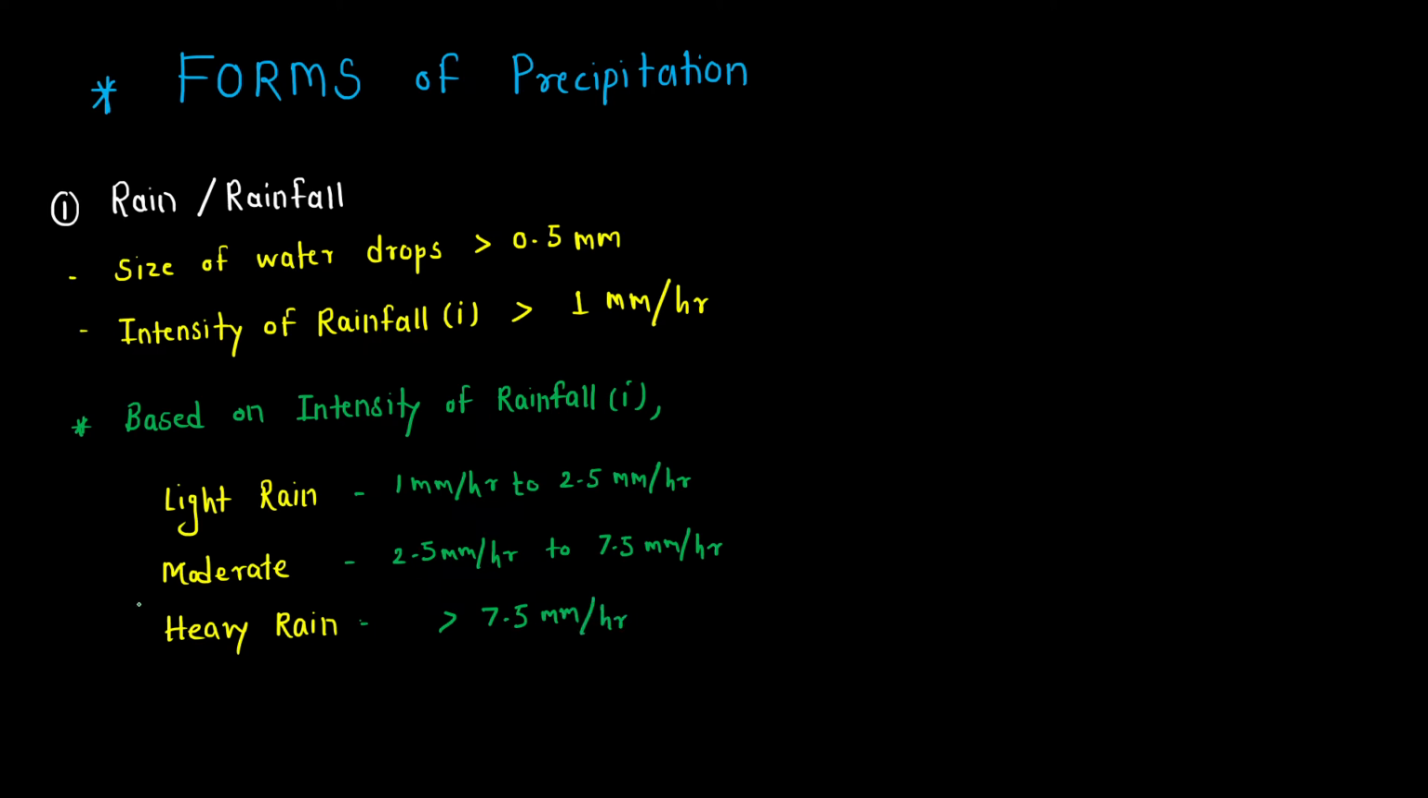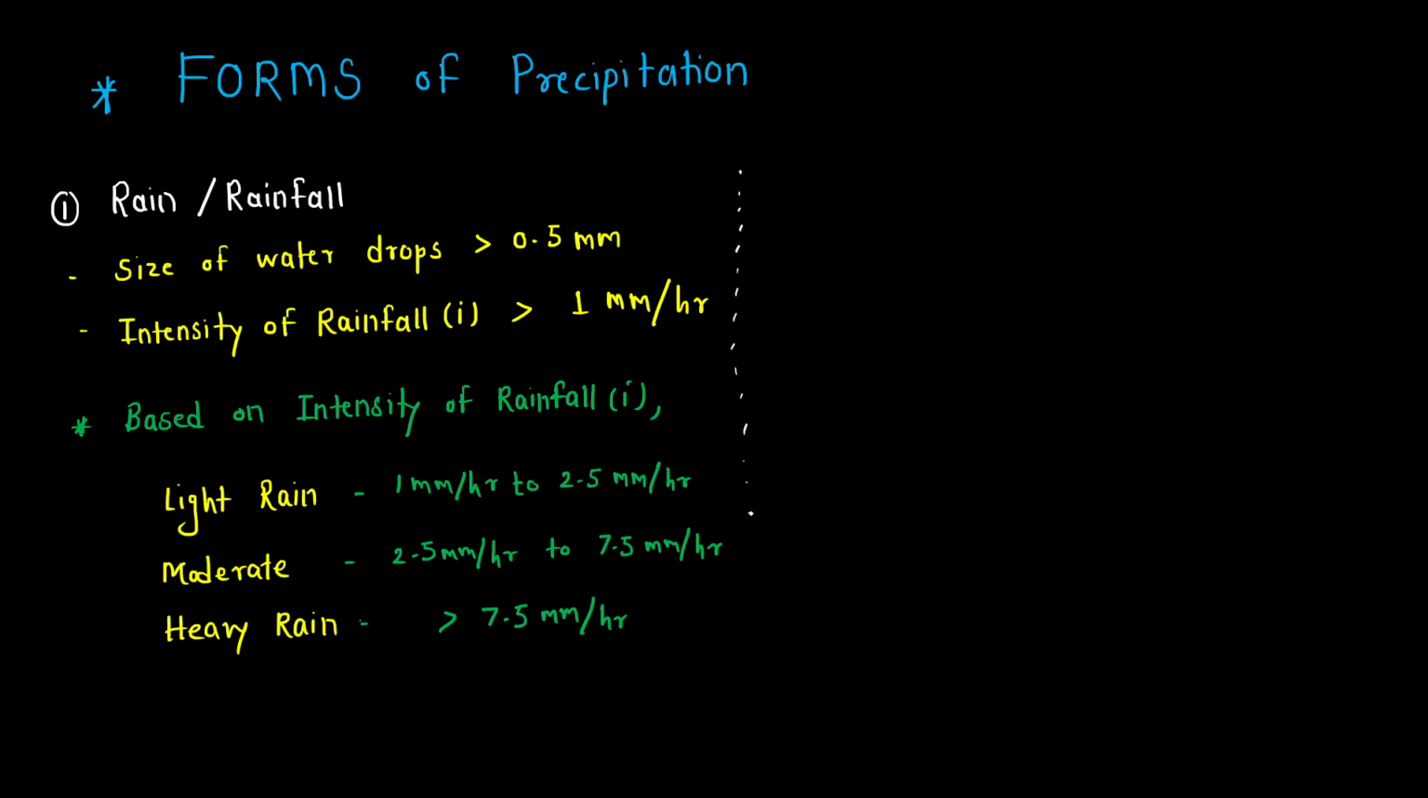So these are the specifications for the rainfall. The size of water drops should be greater than 0.5 mm and the intensity of rainfall should be greater than 1 mm per hour. If it is between 1 mm to 2.5 mm per hour, then it is called light rain. If it is between 2.5 mm to 7.5 mm, it is called moderate rain. If it is greater than 7.5 mm per hour, then it is called heavy rain. So this is all about the rainfall.